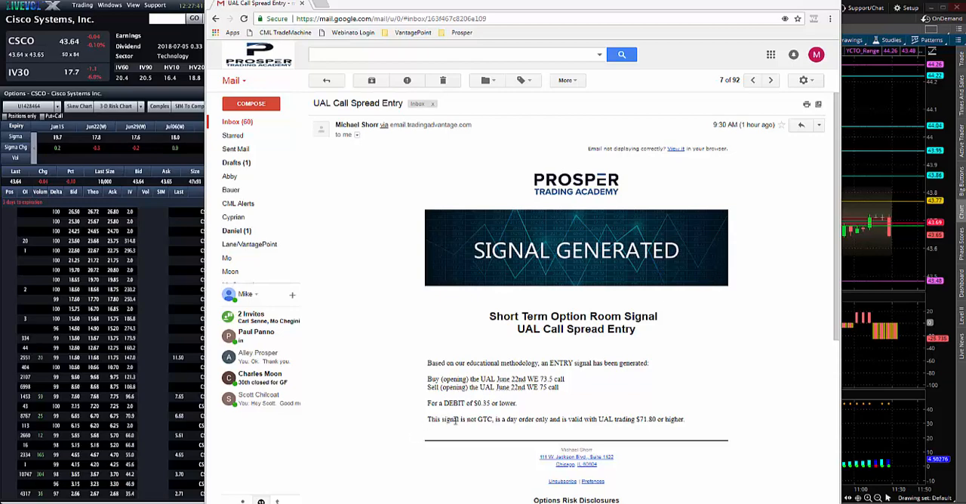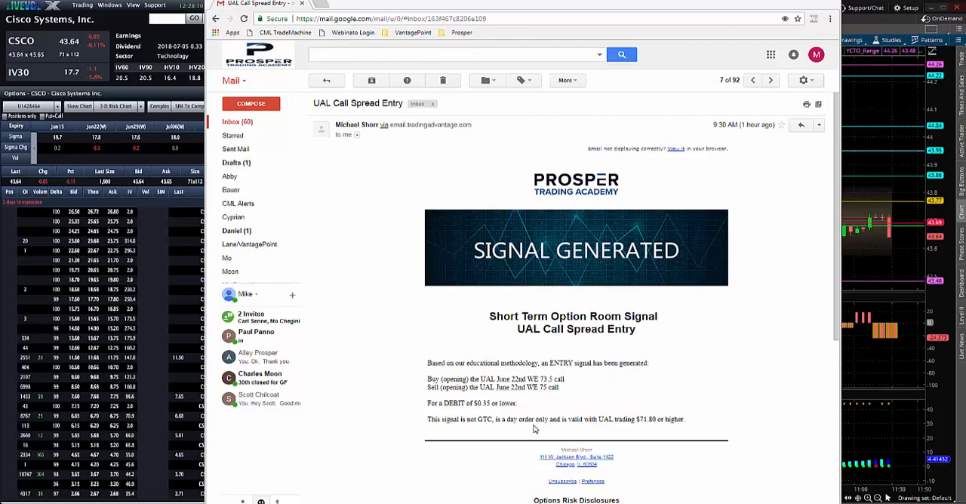Okay, the signal is not GTC. What does GTC mean? Good till canceled. That means you don't just leave it in there. It's a day order only. That means that if we don't get filled in UAL today, it's like it never existed. So we do not leave our orders in there for the following day. The reasons that we cite for getting in on a Tuesday aren't necessarily true on Wednesday. So we don't leave our signals out there.